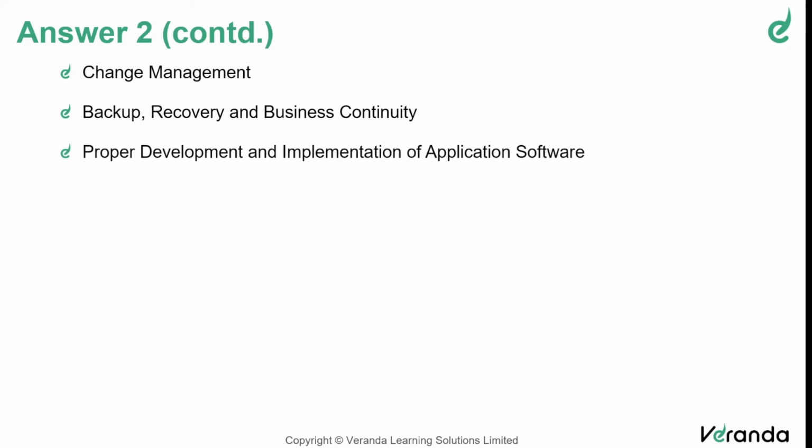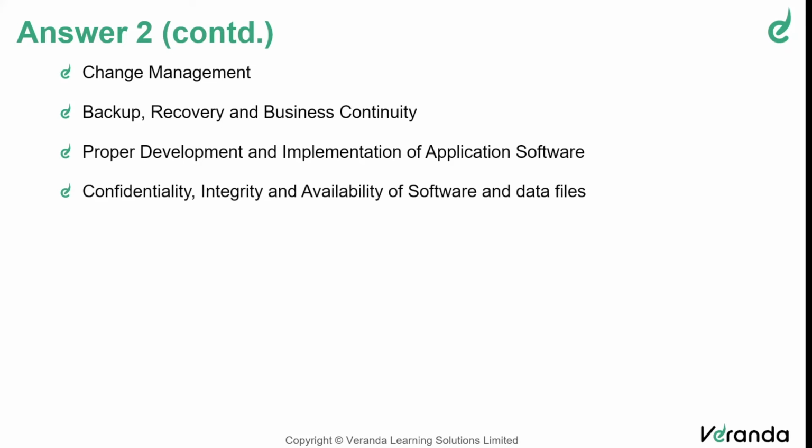Implementation of application software. For example, you're in the tax team, they'll put some tax software in your system. You're in the audit team, they'll put some audit software in your system. So proper development and implementation of application software. Confidentiality, integrity, and availability of software and data files. They'll give you the files you need to work on. CIA is a very commonly used phrase in most of your answers. You can comfortably use this: confidentiality, integrity, and availability.